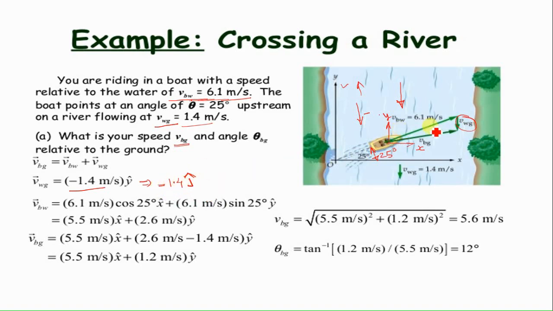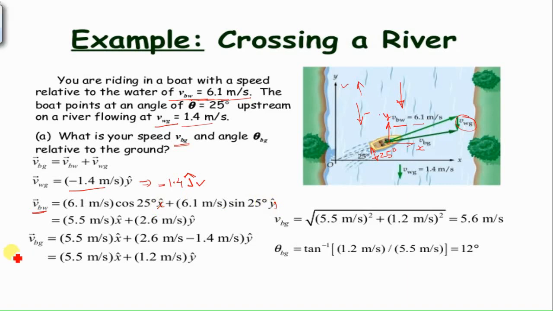So the velocity of water with respect to ground is given. Now the velocity of this boat with respect to the water is to be found out by resolving this vector, velocity of boat with respect to water, 6.1. So 6.1 can be resolved into two components: 6.1 cos 25 i plus 6.1 sin 25 j. This can be written as i, and this one as j.